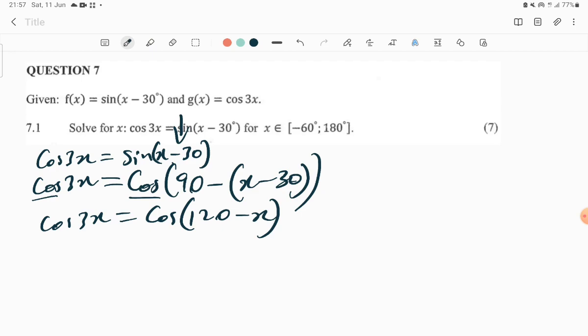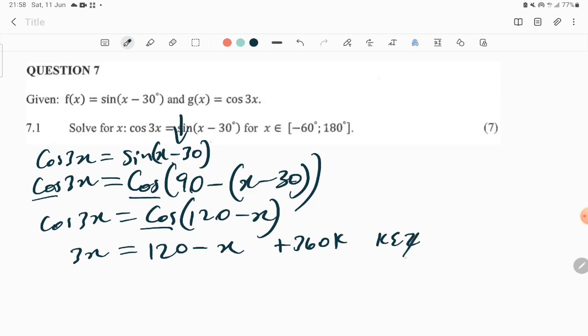Now, the idea is to apply that information that if the ratios are already the same, the angles must also be the same. So on that note, we are going to equate the angles, just get rid of the trig ratios because they are already the same. Now, what are we having? We have 3x is equal to just 120 minus x. But let's remember that we are going to add 360k immediately when we get rid of the trig ratios, because now we are doing something which is going to have an effect on our calculations. Here k is an element of integers.